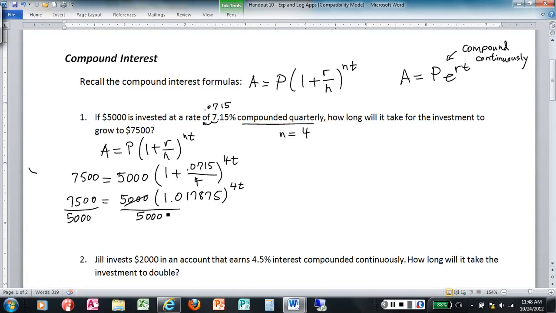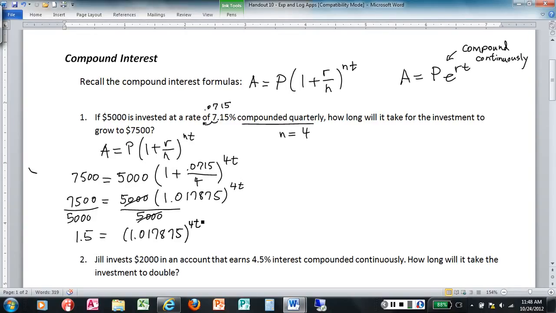Because what that'll do then on the right is the 5,000 cancel. Now 7,500, divide that by 5,000. I do believe you get 1.5, yes. So on this left side we have 1.5, and on the right we have 1.017875 to the 4t power.